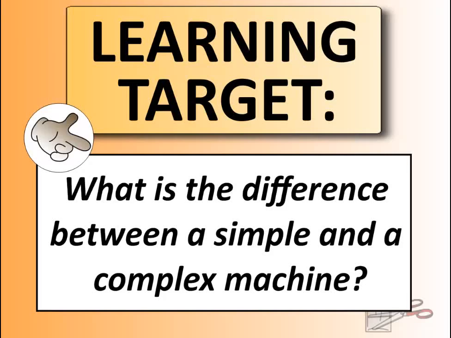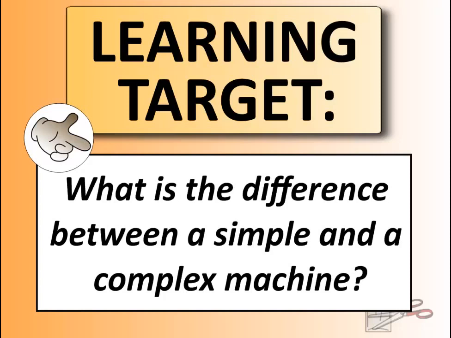The first two screencasts that we looked at were on the history of simple machines and how they've been meeting human needs throughout history, and the second one, all about simple machines and the types of advantages that they can provide for us. And this time we're going to extend a little bit what we're doing. We're going to look at complex machines. So today's learning target: what is the difference between a simple and a complex machine?